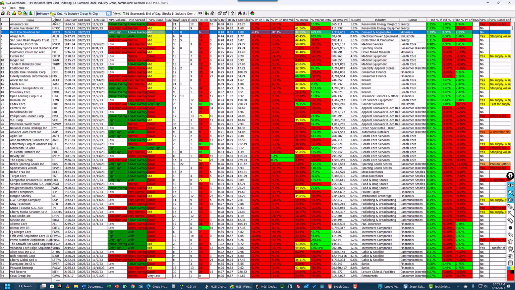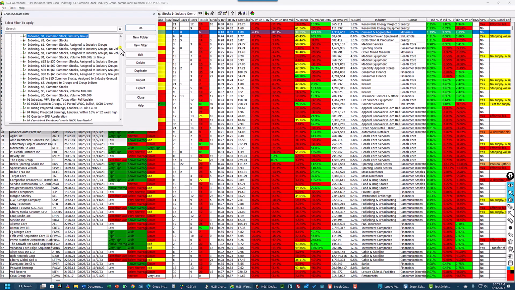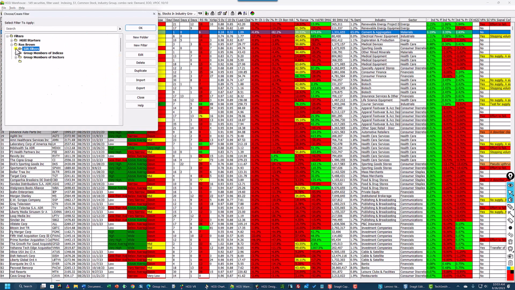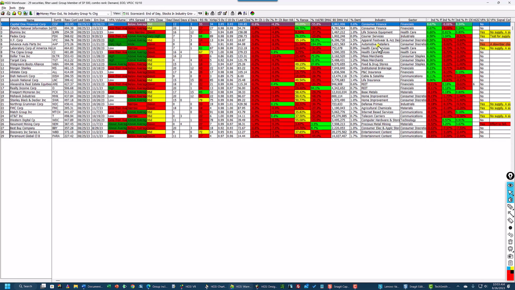Now, let's go in here, change the filter, go up to the top, group member, sector. Actually, I'm going to do the S&P 500 here. And these would be the S&P 500 stocks where the money is flowing out. A lot of names we recognize here.